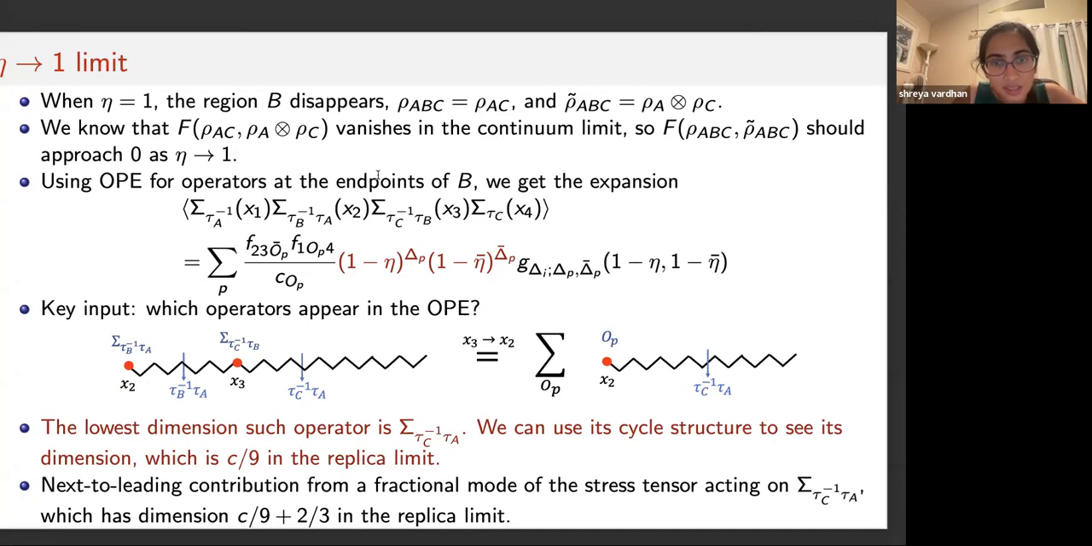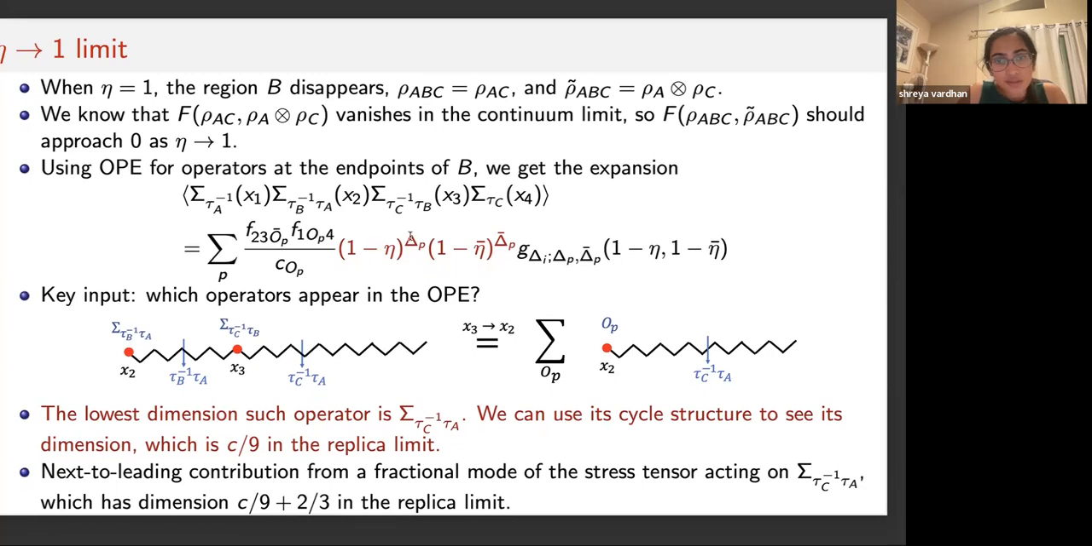And so we can use the OPE between these operators. And this is the usual OPE expansion, so it involves some OPE coefficients and some conformal blocks. And then the crucial thing for understanding the leading behavior in this limit is identifying what is the leading primary operator which appears in this expansion, so the lowest dimension primary operator.